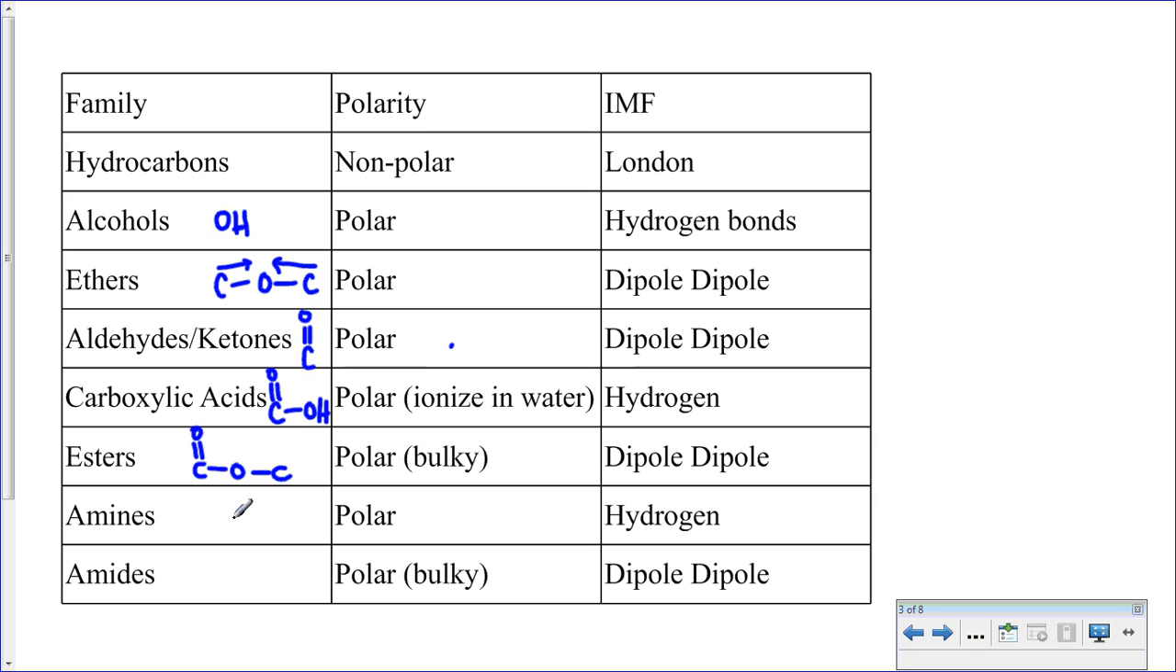Amines have nitrogen in them, and they will often have NH bonds. So they will be polar because of the NH bond, and they also have what it takes to accommodate hydrogen bonds.